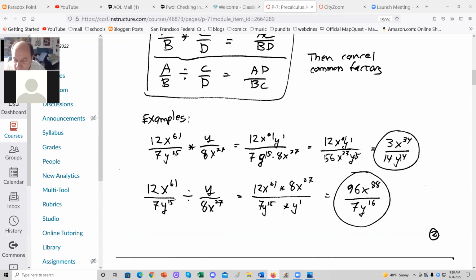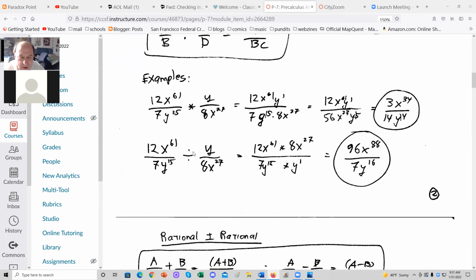Well, 12 and 56 both have a common factor of 4. 4 times 3, 4 times 14, cancel and get 3 over 14. x to the 61 over x to the 27, you subtract the powers and get x to the 34th in the numerator. Here we have y to the first over y to the 15th. We'll cancel out a y, they go away in the numerator, and we're left with y to the 14th in the denominator. So 3x to the 34th over 14 y to the 14th.